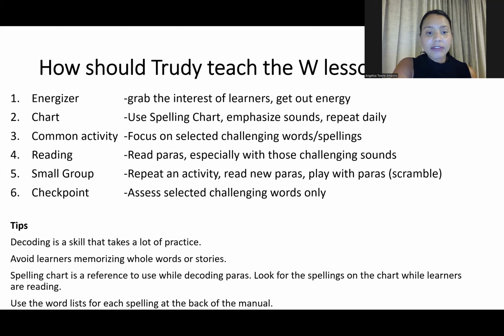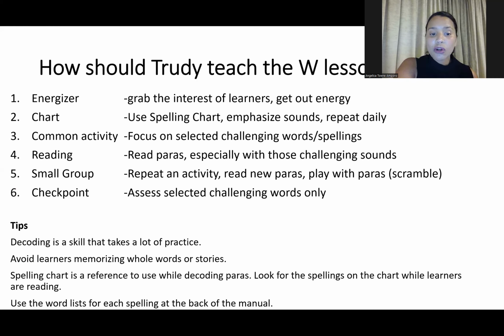Common activities at this level, again, should not be based on random words or random things, but it should be tailored to whatever the challenging words or spellings are that the children are trying to master. Then when they read paras, it's the same thing. Choose your paras and your stories intentionally so that you're working on those challenging sounds. You can find paras that are themed by sound within your storybooks, or you can make your own paras and stories using very similar sounds again so they can master those sounds.